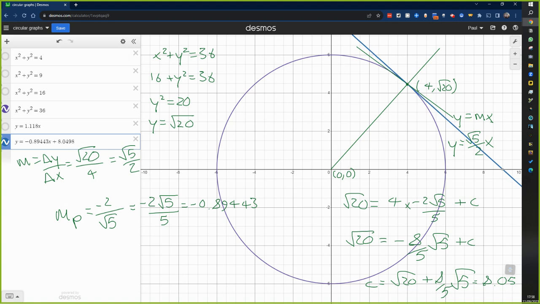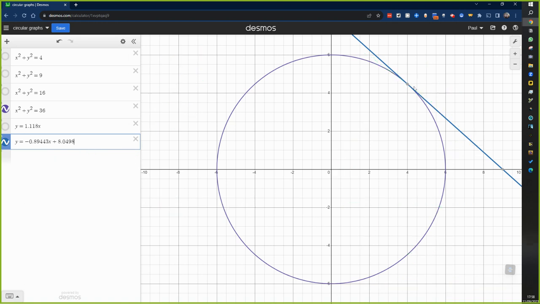And now when we clear all the drawings, you can see that the blue line does look like it is the tangent to that circle there.